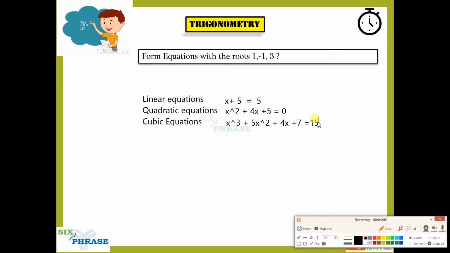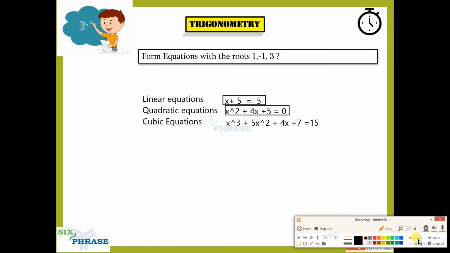So equations involving linear expressions are linear equations. Equations involving quadratic expressions are quadratic equations. Equations involving cubic expressions are cubic equations. Okay, so you get this. Once you get this, the most important type of problem they ask here, guys, is to find the roots of these equations.